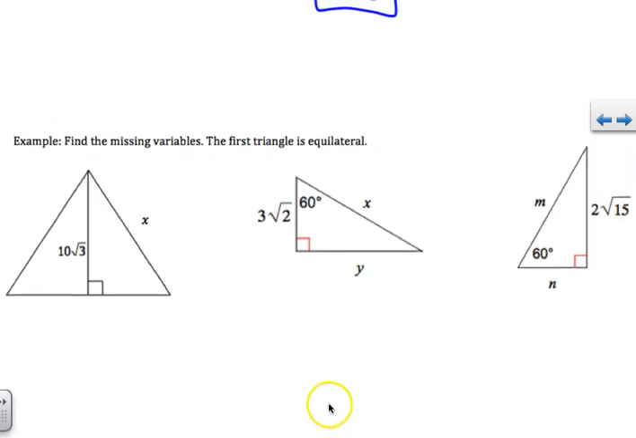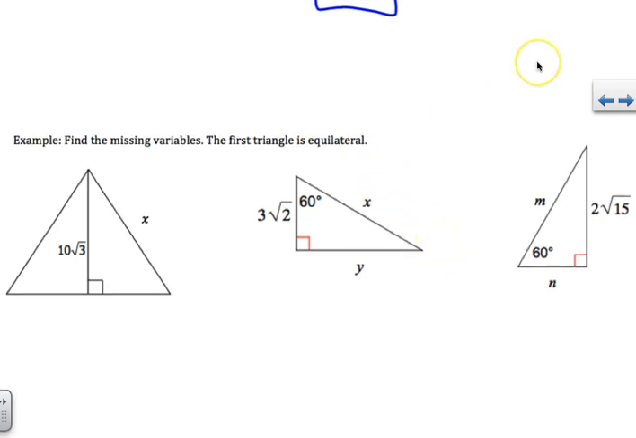So let's look at some more challenging problems for 30, 60, 90 triangles. All right, find the missing variable. The first triangle is equilateral.